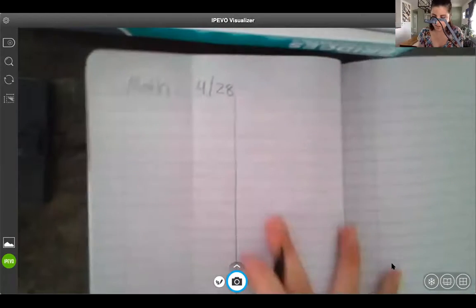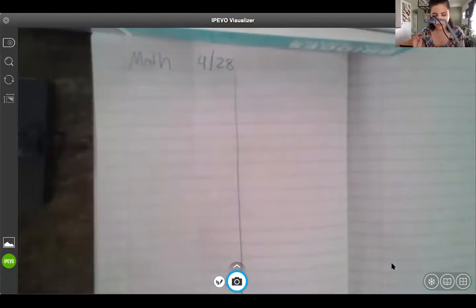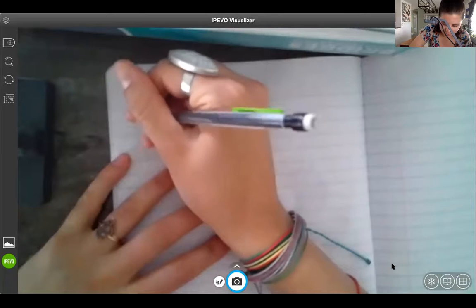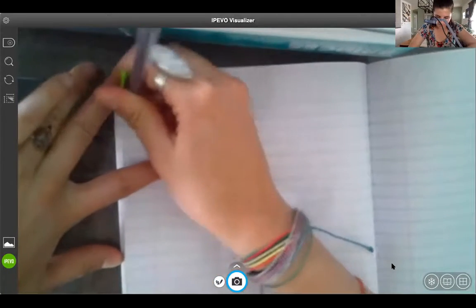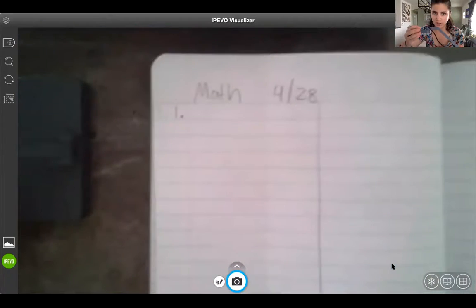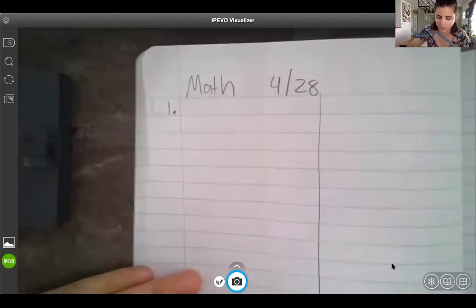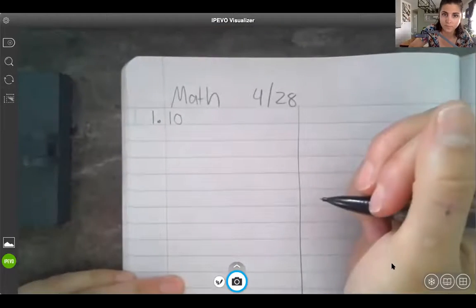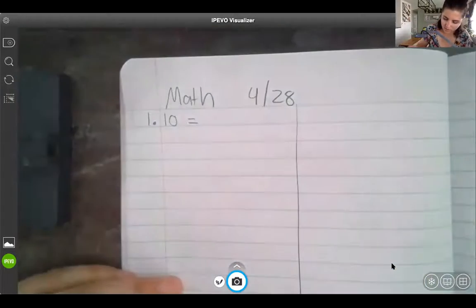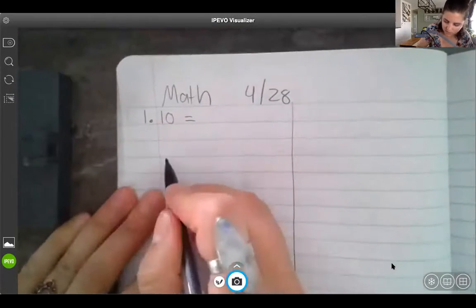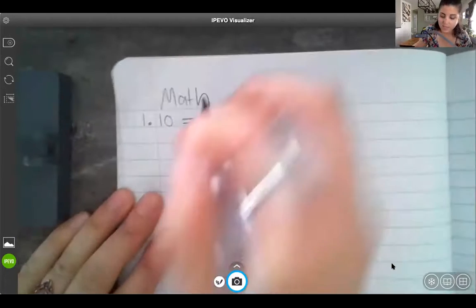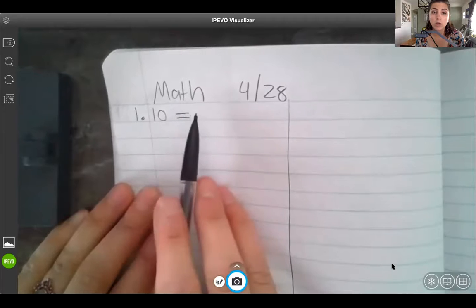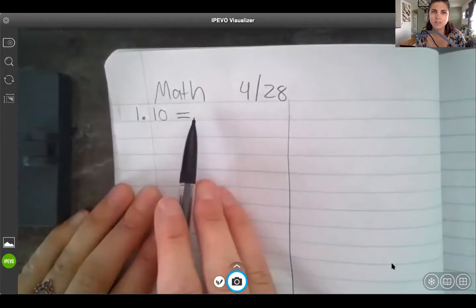So we're gonna do some number combinations to 10. How we're gonna start off is we're gonna put number 1, we put it over here, number 1. Number 1, we're gonna start with our number combinations to 10 with the actual sum. So we're gonna put 10 equals. What we're gonna do is pick a number, either 10 or anything less than 10. So let's start with 10.